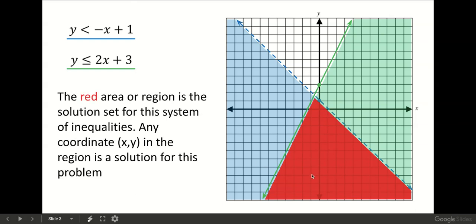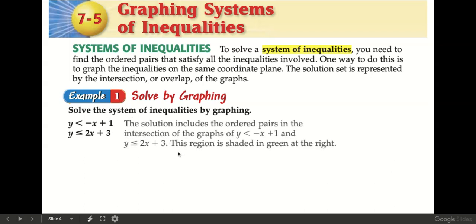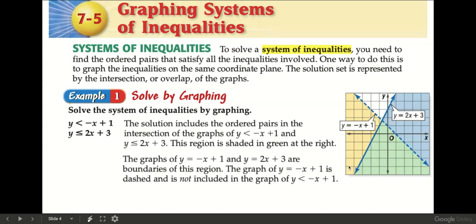So any x and y coordinate in the red area counts as a solution, or on the green line, right? Obviously not on the green line over here because that wouldn't be part of the area. So again, if I look back at this problem that I was working on, the solution includes the ordered pairs in this green area here and represents the solutions to this problem.